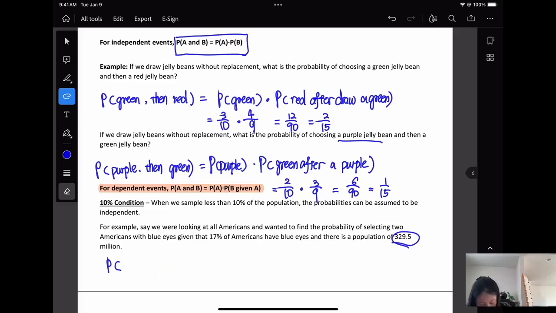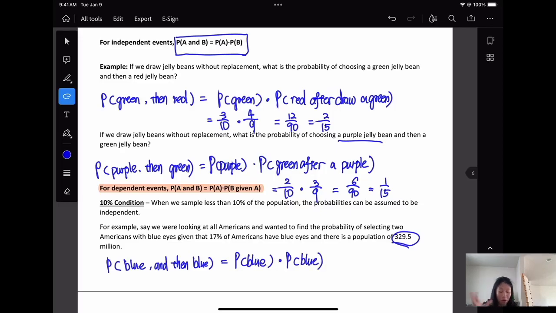So that means our probability is going to be, let's say it's not 2 blue eyes, I was wrong. We're looking at 2 Americans. The first one has blue eyes, and then we find another American who also has blue eyes, so it equals the probability that the American has blue eyes times the probability that the second American also has blue eyes. So it should be 17% multiplied by 17%, whatever that is. Okay, that's it for today's video.